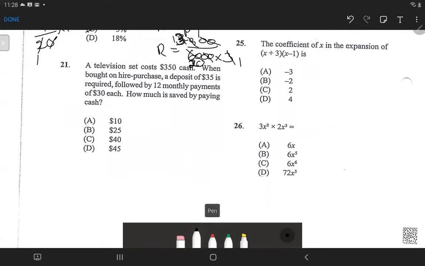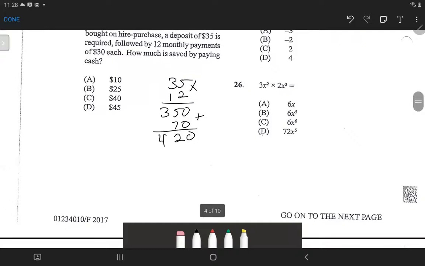A television set costs $350 cash. When bought on hire purchase, a deposit of $35 is required, followed by 12 monthly payments of $30 each. How much is saved by paying cash? So 12 monthly payments by 35, that is 35 multiplied by 12, which is 350, plus 70, which is $420.